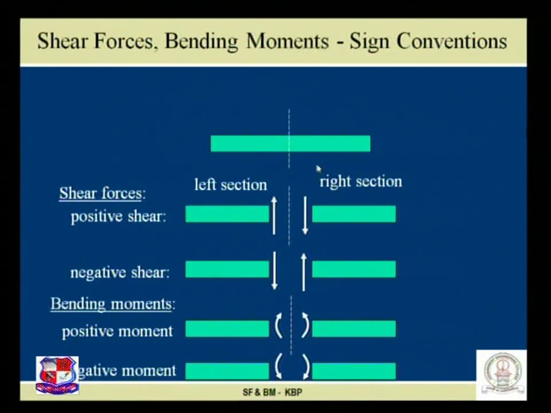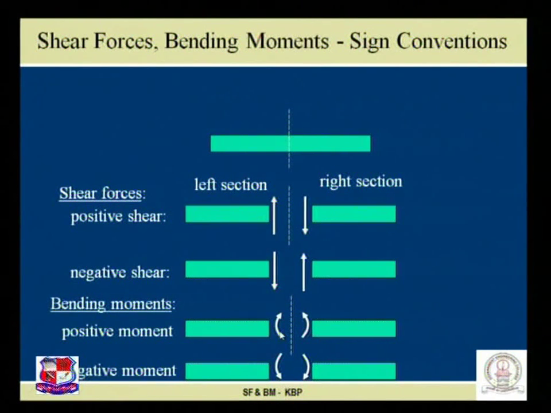A beam is given to us, and let us cut the beam over here. So my beam will be divided into two parts, left part and the right part. Now for the section left part, if the shear force is upward, or for the section right part, the shear force is acting downward, this sign convention is treated as positive shear force. In opposite to that, if the section left part is subjected to downward shear force or the section right part is subjected to upward shear force, it is treated as negative shear.